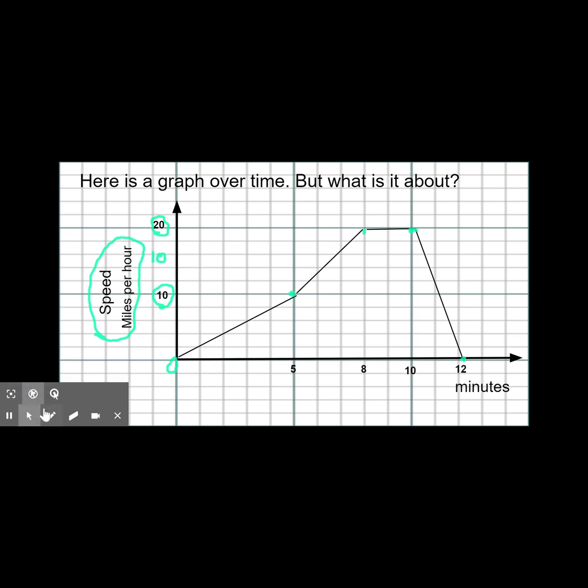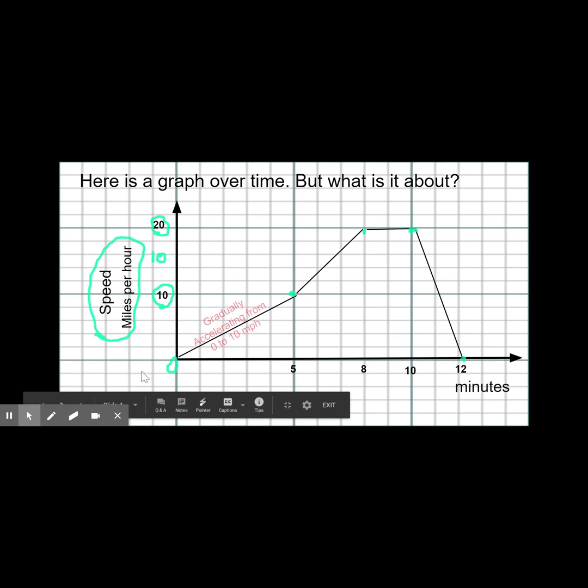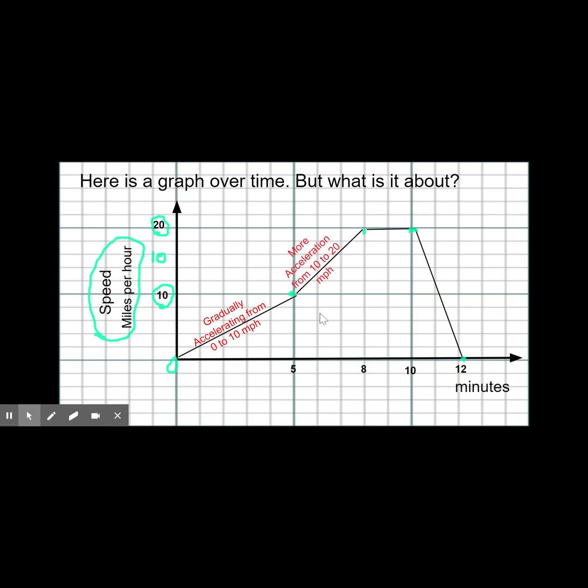Okay, so what is happening here? In this graph, speed over time, the person gradually accelerates from 0 to 10 miles per hour. In the second section, the person accelerates even more, accelerates another 10 miles per hour to 20 miles per hour, but over only 3 minutes, where the first section took 5 minutes. Steeper slope, more acceleration. The 0 slope doesn't indicate a rest, but now indicates a steady speed. No acceleration, just a steady speed of 20 miles per hour for 2 minutes.